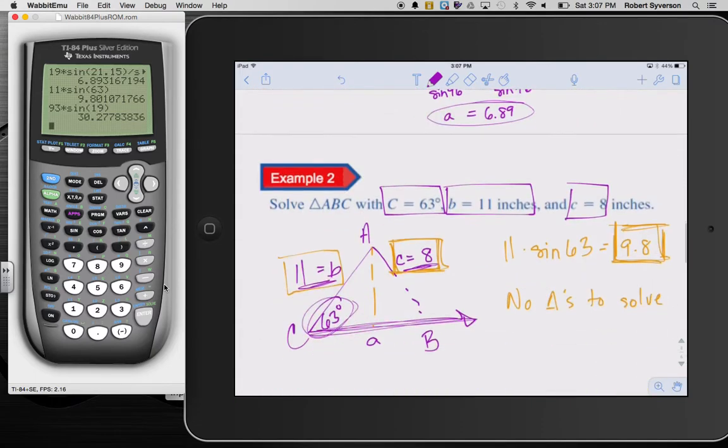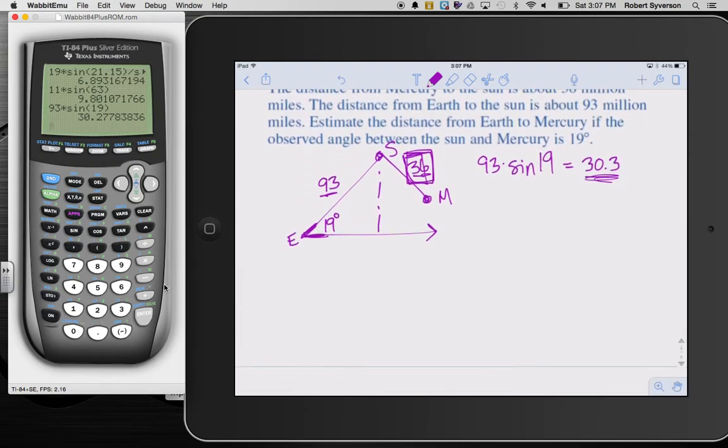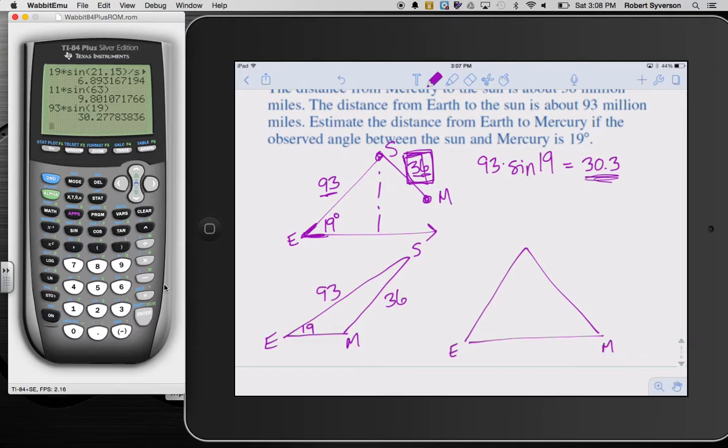All right, so I'm going to have one triangle. I'm going to resketch both of them, actually. I think that'd be a good idea. I'm going to have one triangle that looks like this. Okay, here's M, here's S, here's E, 93, 36, and 19. And then I'm going to have a second triangle that looks like this. E, M, S, 93, 36, 19. All right, so I have two situations to solve for.